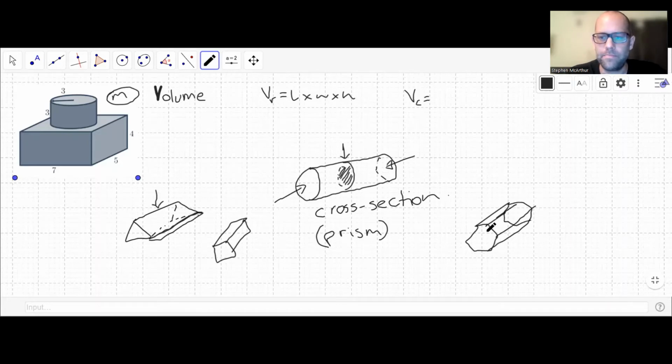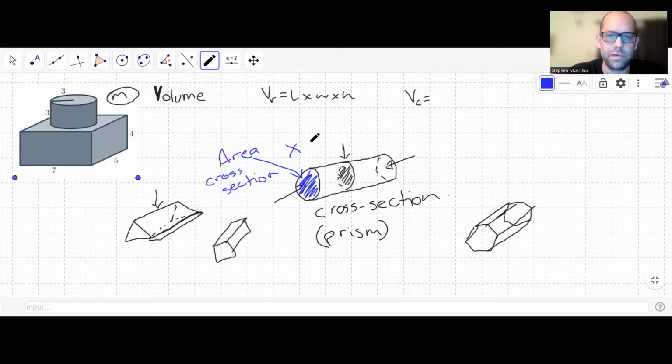The point is, prisms have a very easy way to figure out the volume. What you do is you find the area of the end of whatever shape you've got. So it's always the area of the cross section multiplied by how long it is, the length. And that's the same for every prism. So they're always the same format for prisms.